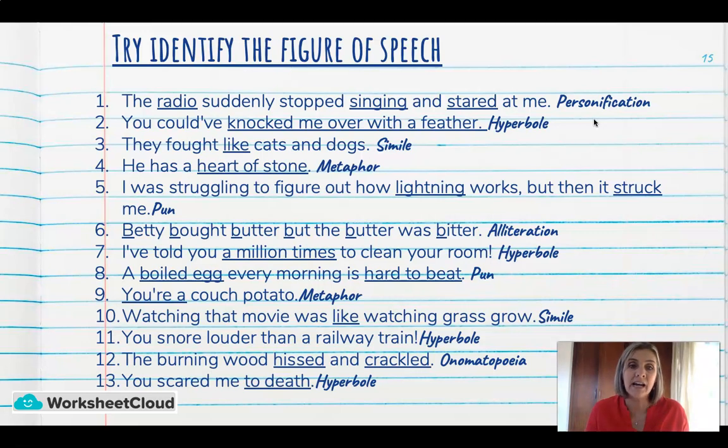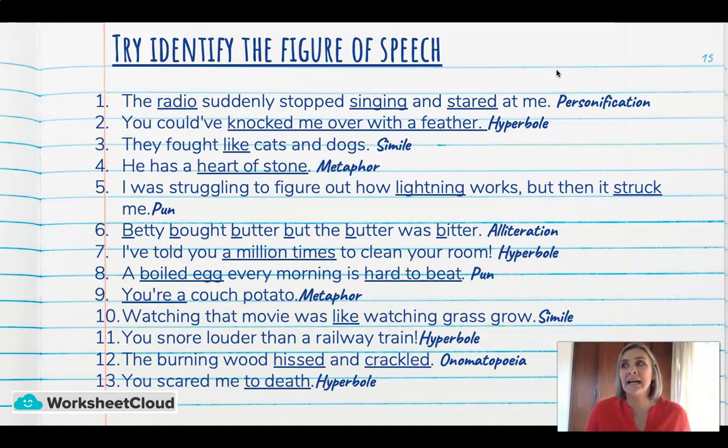Number 5, I was struggling to figure out how lightning works, but then it struck me. Love that pun. So obviously lightning strikes, but if you're trying to figure out how lightning works and suddenly it strikes you, almost like that strike of a lightning bolt. Number 6, Betty bought butter, but the butter was bitter. There's your alliteration. As I said earlier, you don't have to have it throughout the sentence.